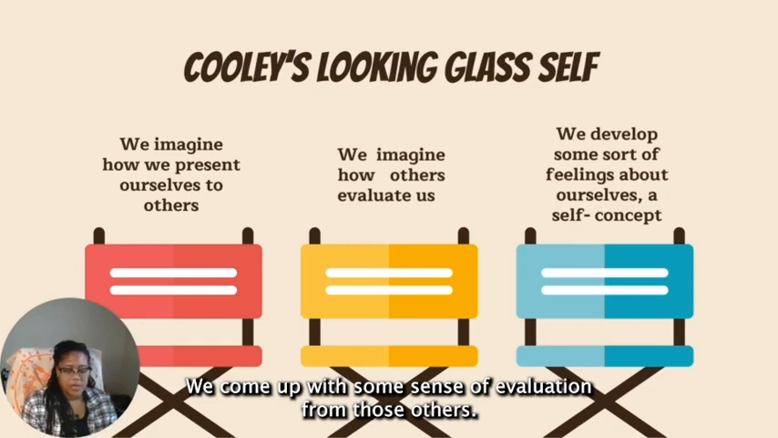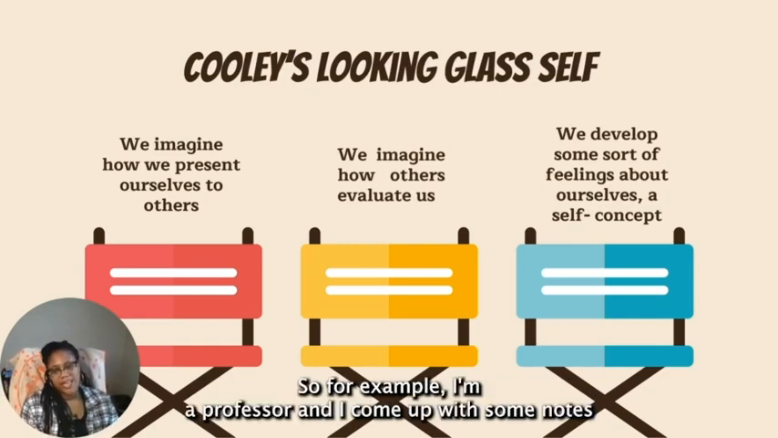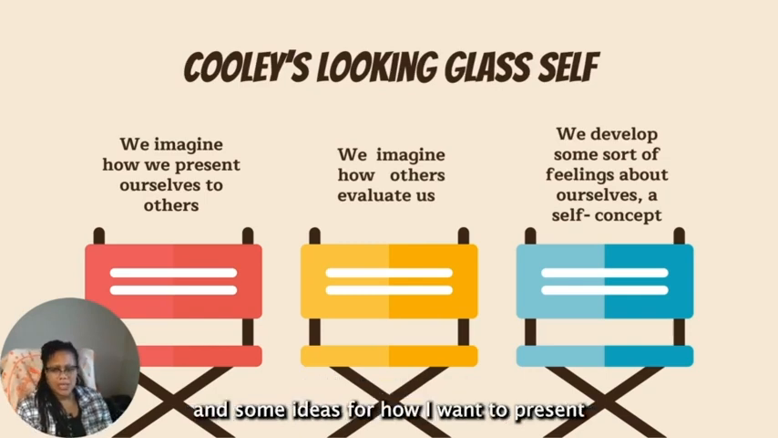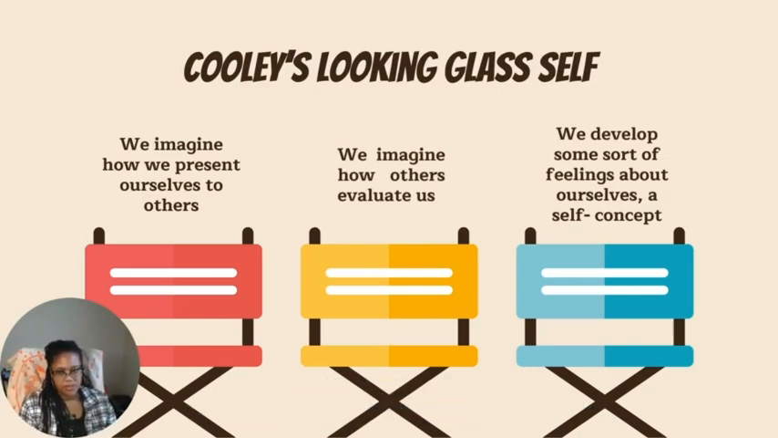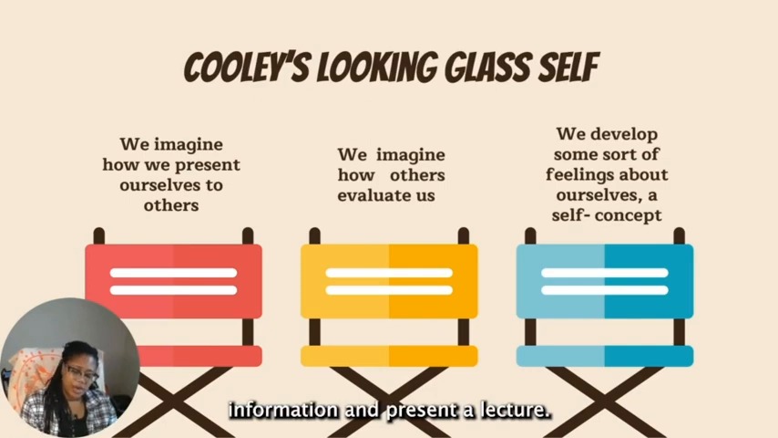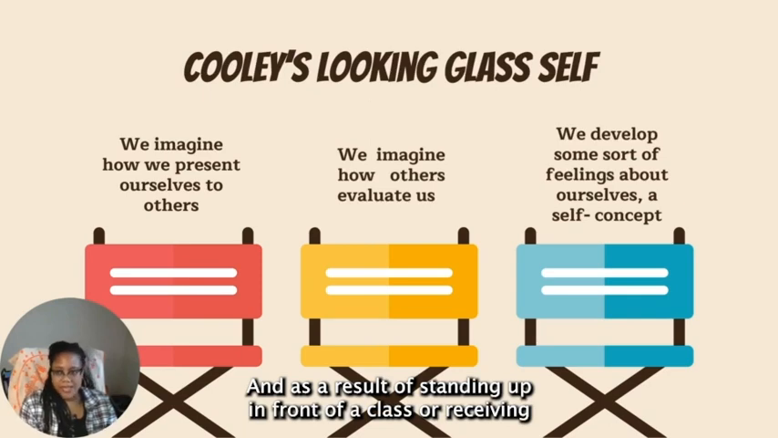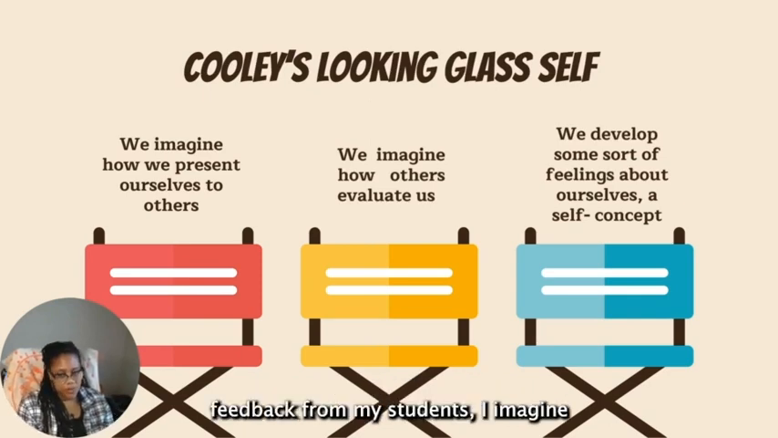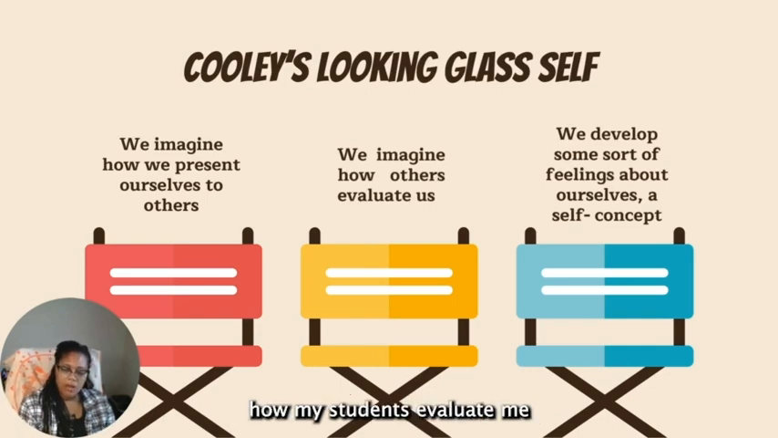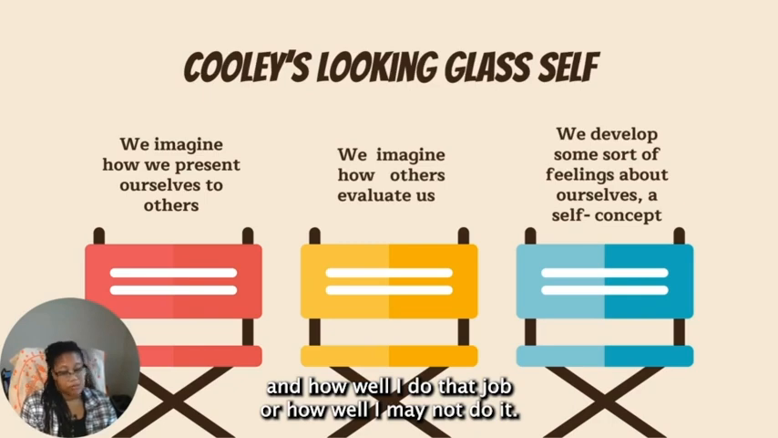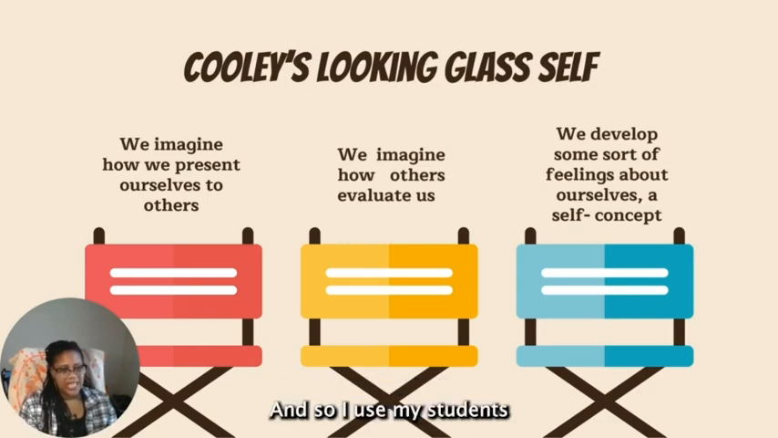And based on what we think their judgments of who we are, we come up with some sense of evaluation from those others. So, for example, I'm a professor and I come up with some notes and ideas for how I want to present information and present a lecture. That's phase one. And as a result of standing up in front of a class or receiving feedback from my students, I imagine how my students evaluate me and how well I do that job or how well I may not do it. And so I use my students often as a mirror to reflect how well I'm doing.